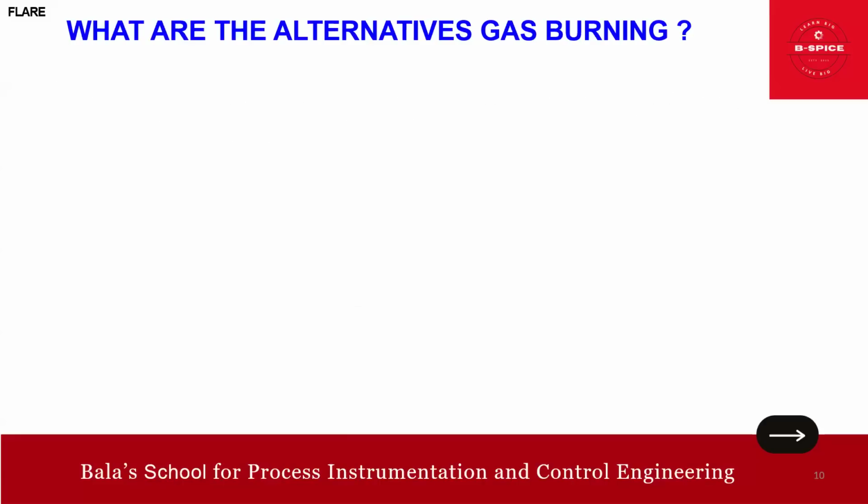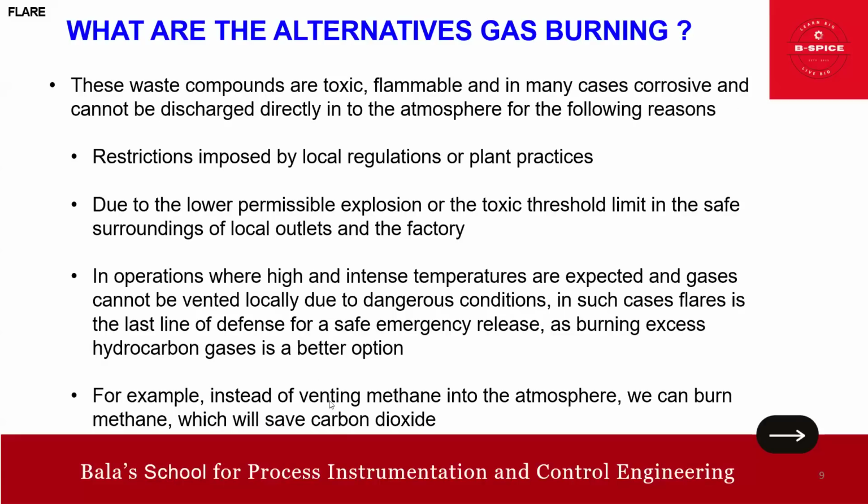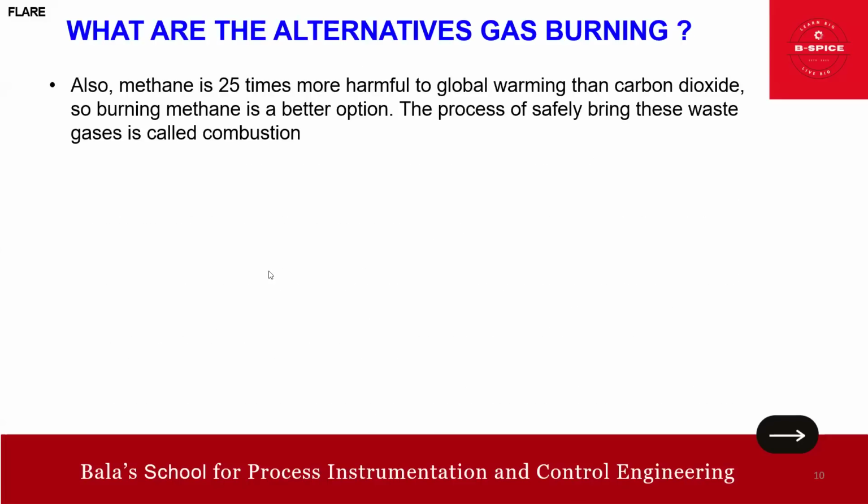You got it, friends? I go back again. For example, instead of venting methane into the atmosphere, we can burn methane, which will save carbon dioxide. Why? Methane is 25 times more harmful to global warming than carbon dioxide. So burning methane is a better option.